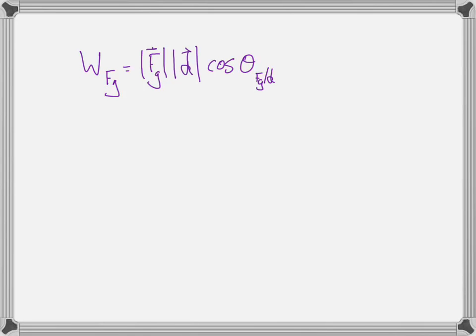Careful, because this angle is always a different angle. It's not just one angle in the problem. In this case, it's the angle between FG and D. It's always the angle between these two vectors.